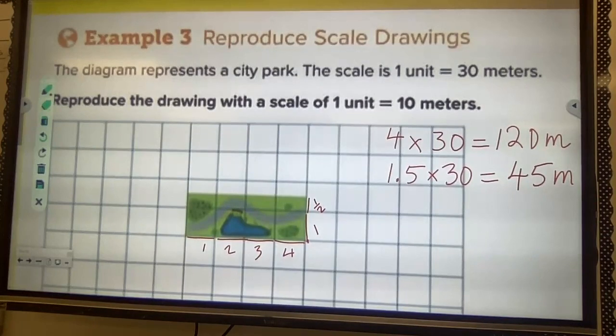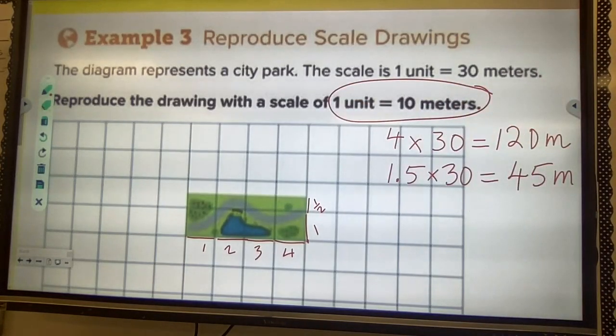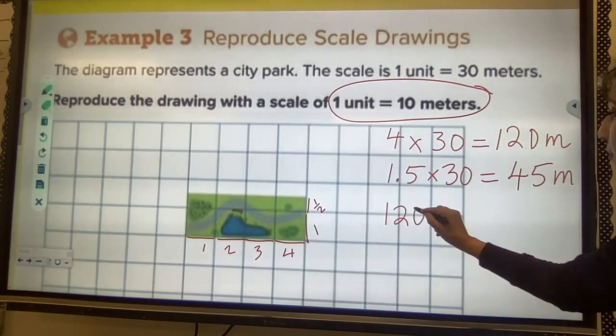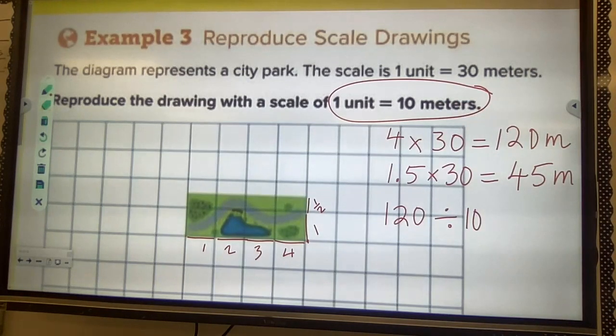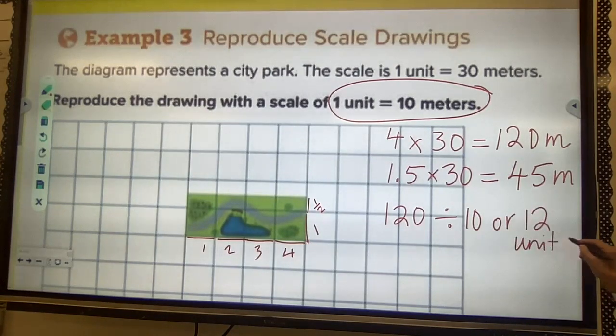Now, using the new scale, we have 1 unit is equal to 10 meters. So this is my new scale. All right, so all I'm going to do is take the new drawing, and using the new scale of 1 unit is equal to 10 meters, the new drawing will have a length of 120 divided by this 10. Okay, because it's saying 1 unit is 10 meters, and that is going to be 12 units. Right? This is going to be 12 units.